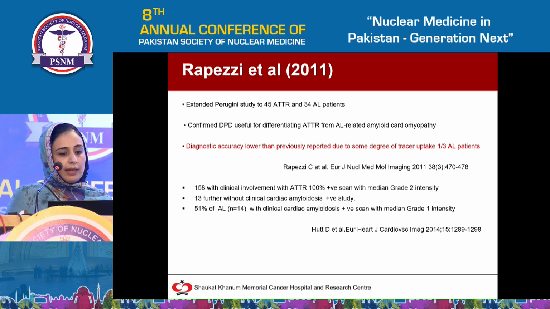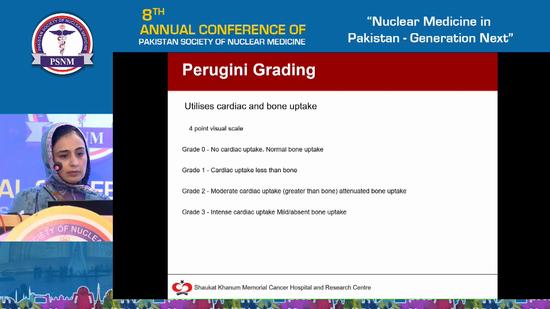A bigger study by Hutt et al. showed that 158 patients with clinical cardiomyopathy with ATTR had 100% positive scans, and the median grade of uptake was grade 2. Thirteen further patients without clinical cardiac amyloidosis had positive studies. 51% of AL patients with clinical cardiac amyloidosis had a positive scan, but with a median intensity of grade 1.